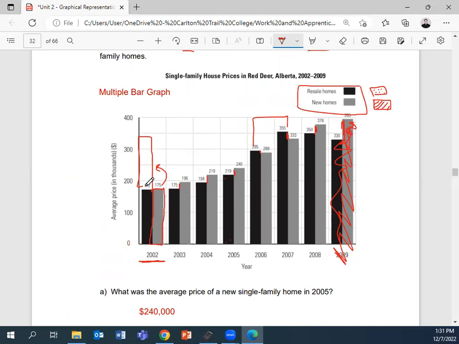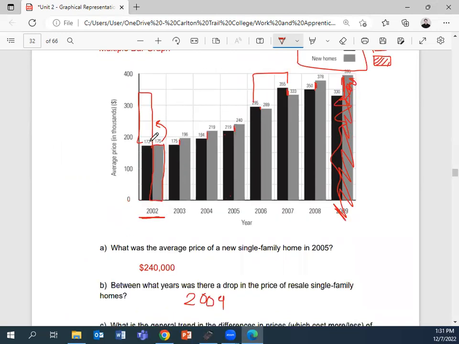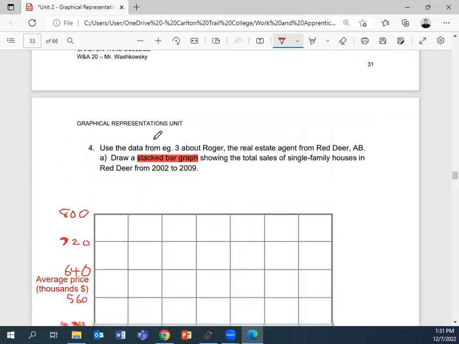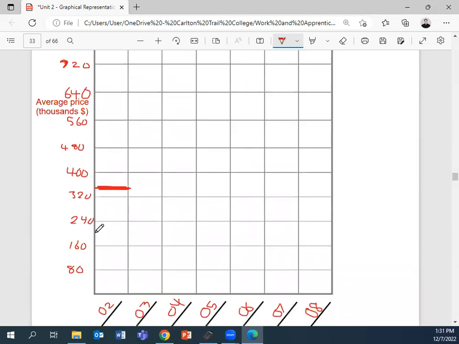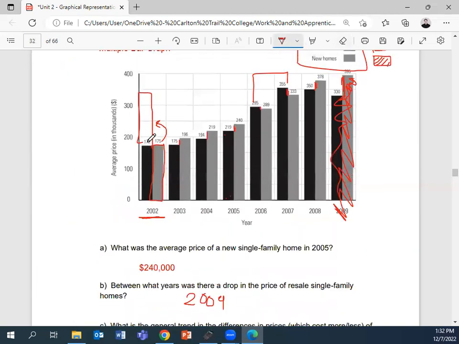The next thing I need to do is I need to also go somewhere in this line and I need to split them up, right? So I'm doing a bar graph here, but I also need to find somewhere in this line to split it up to show this is that and that's the other one. So what I'm going to do is I'm just going to pick a number, 172.